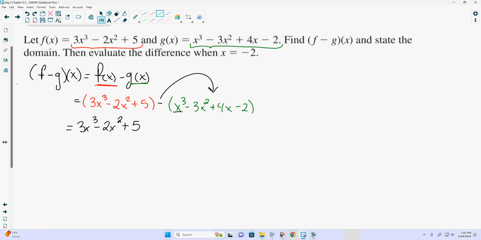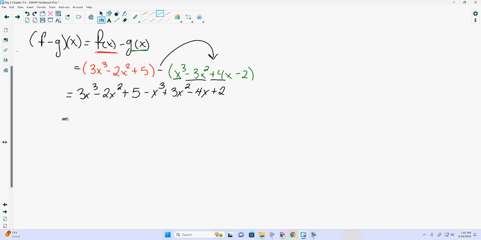So our positive x cubed is now negative x cubed. Our negative 3x squared is now positive 3x squared. Our positive 4x is now negative 4x. And our negative 2 is now positive 2. Okay. We're used to that. That's come up time and time again, especially with subtracting these polynomials or just subtracting any expression. Okay. Are you ready for the next step? Combine like terms.